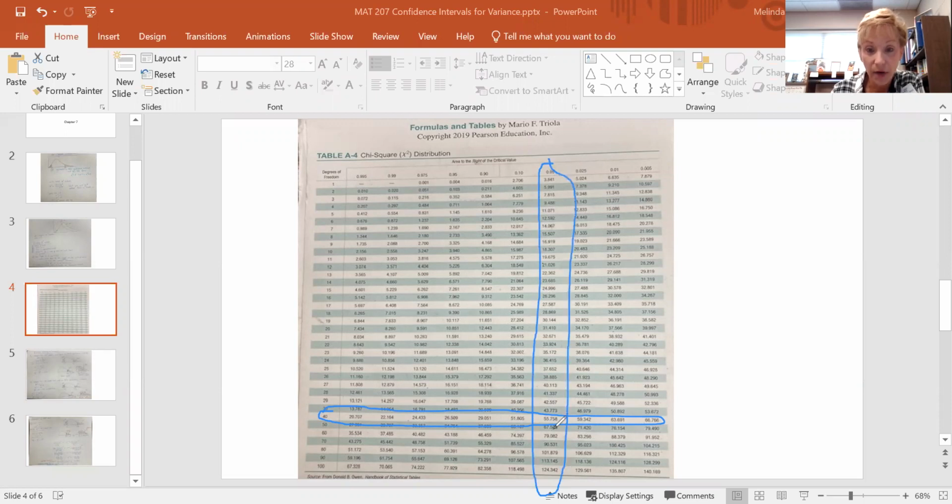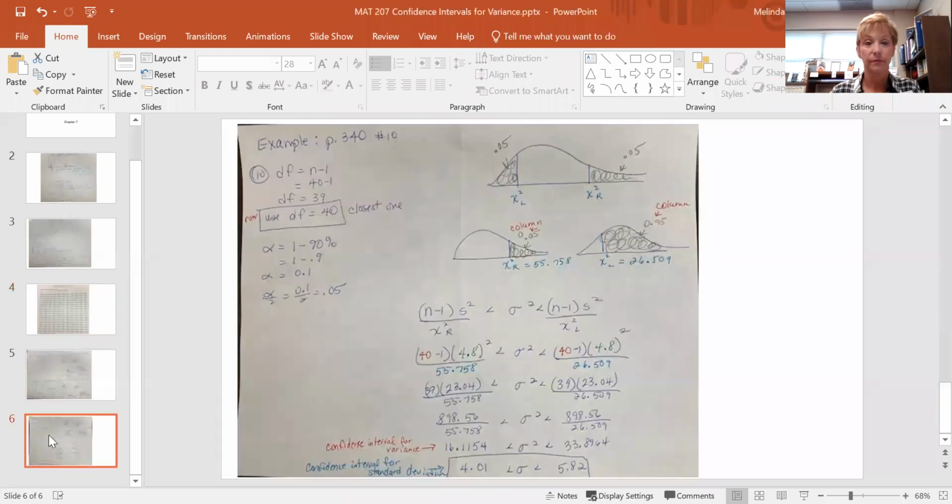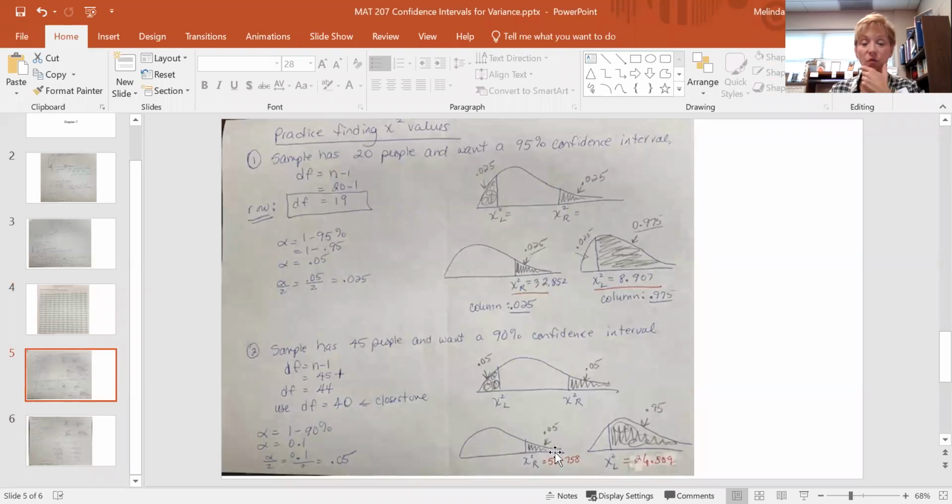Now, what number is right there where they meet? All right, so row 40 under the 0.05 column should have been 55.758. So is that what you got? Okay. So that's why I got that 55.758.